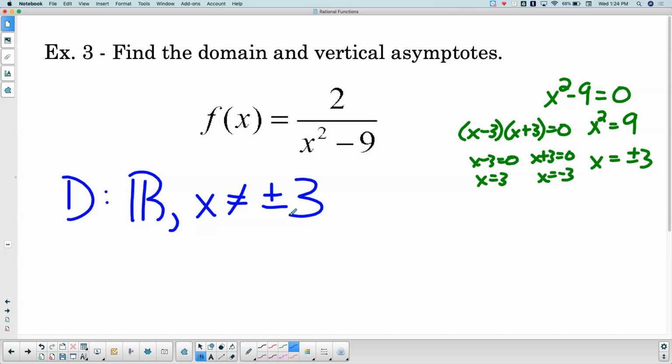Vertical asymptotes. How many are there? 2. Can I write them as 1 or do I have to write them separately? Why? Why would I have to write them separately? Are they points though? They're what? So they're 2 different lines. Yep, because they're 2 different lines, I got to write them separately.